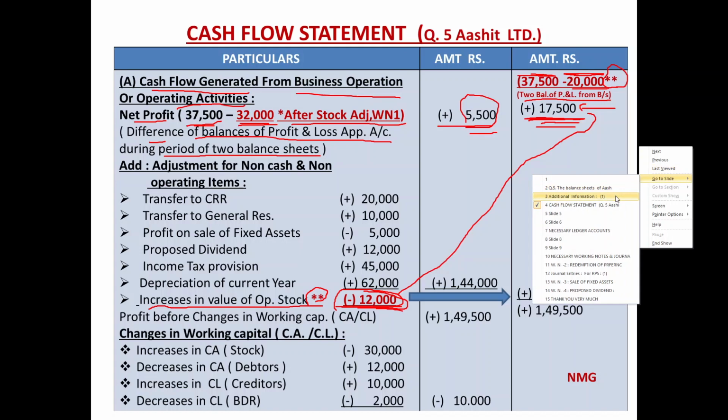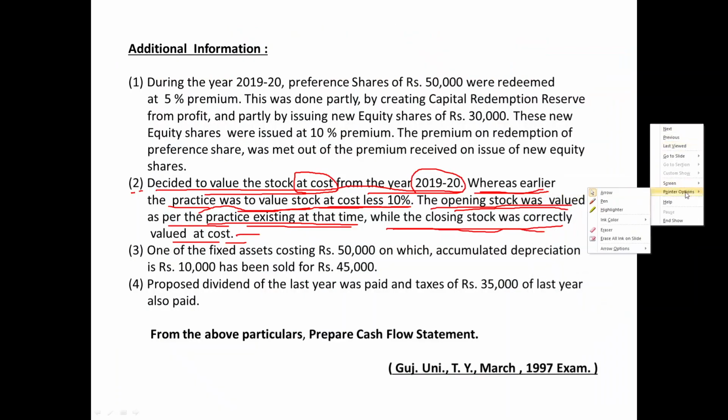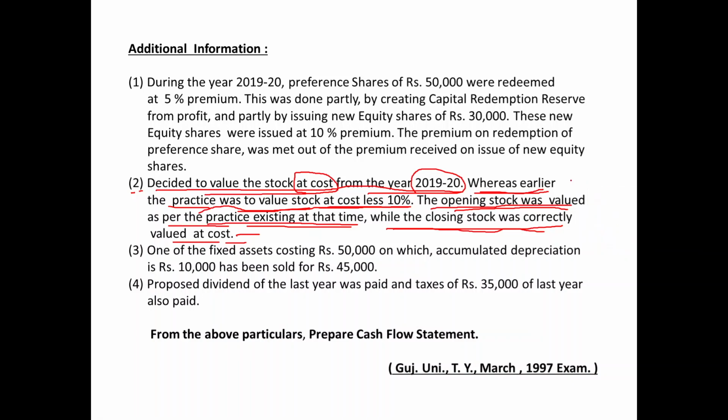Let us read the additional information. Point number 1, which is related with RPS redemption. During the year 2019-20, preference shares of rupees 50,000 amount have already been given, worth rupees 50,000 were redeemed at 5% premium. This was done partly by creating capital redemption reserve from profit and partly by issuing new equity shares of rupees 30,000.